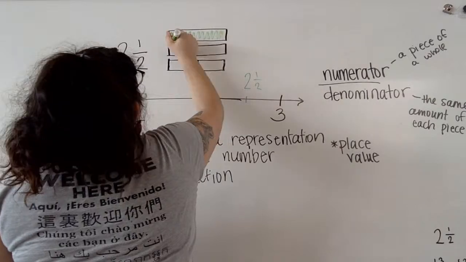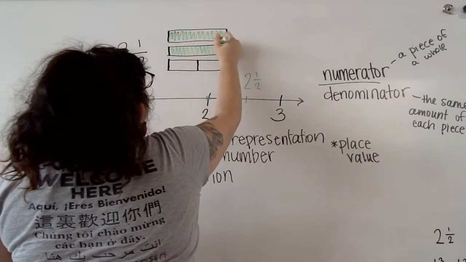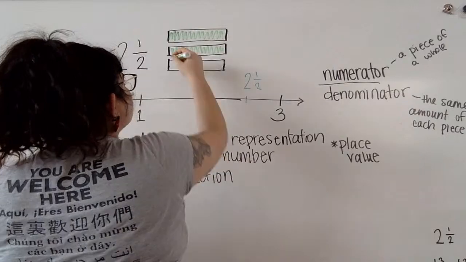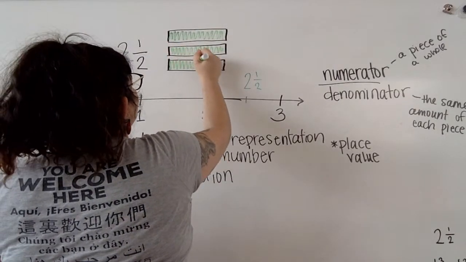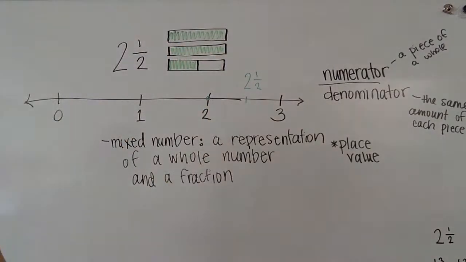We have 1 whole plus 1 whole equals 2 wholes. And then I'm going to color in just a half to represent 2 halves.